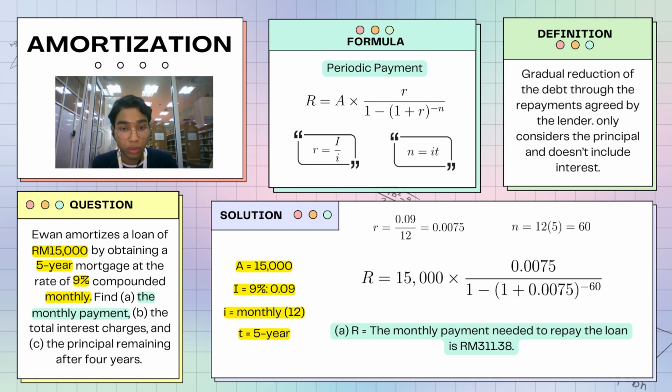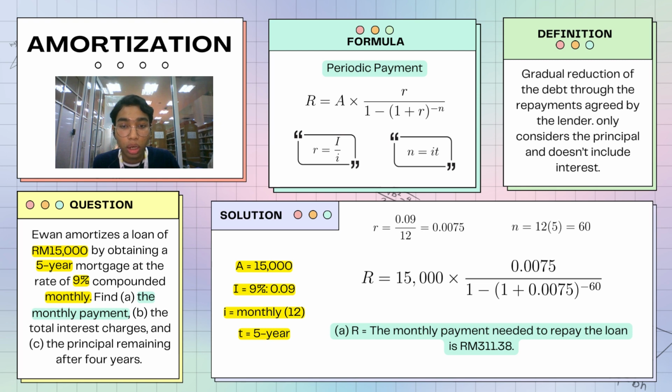Now let's look at the question first. Iwan amortizes a loan of RM50,000 by obtaining a 5-year mortgage at the rate of 9% compounded monthly. So the first condition is how to find the monthly payment. From the formula, we can find it by A times R over 1 minus (1 plus R) to the power of negative n. Before that, we need to find R, which is capital I, the nominal rate, divided by lowercase i, the compounding frequency. And to find n, we multiply lowercase i, the compounding frequency, by t, the term in years.